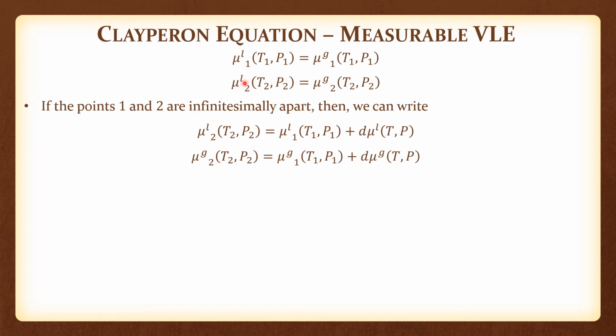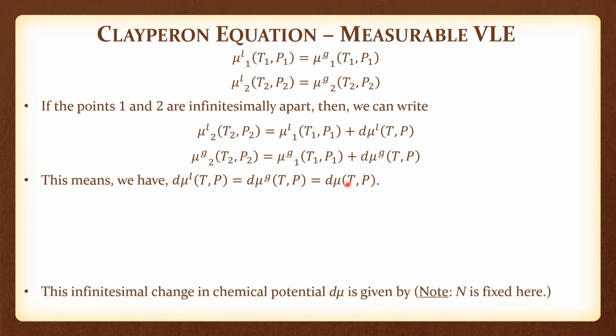But the criteria for chemical equilibrium require that these two are equal as well as these two are equal. Therefore, this differential change in chemical potential of a liquid must be equal to the differential change in the chemical potential in the gas phase. So this means d mu L is d mu G is d mu of T, P.